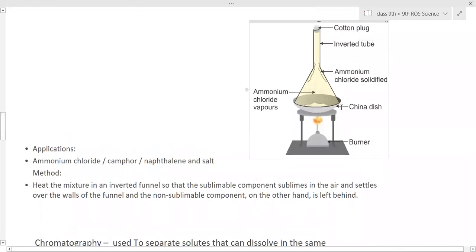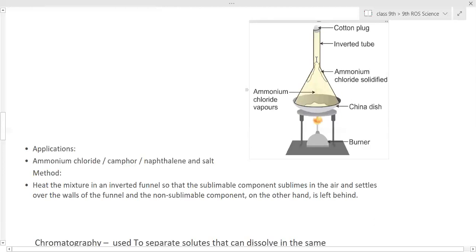So in this one, we have to take the container. In that, we have to place that mixture over that inverted funnel, and the end of that funnel has to be plugged with a cotton plug. That means it should be closed with a cotton plug so that no vapors should escape out. And then we have to heat this mixture slowly, so that the sublimable substance gets converted into gaseous state.